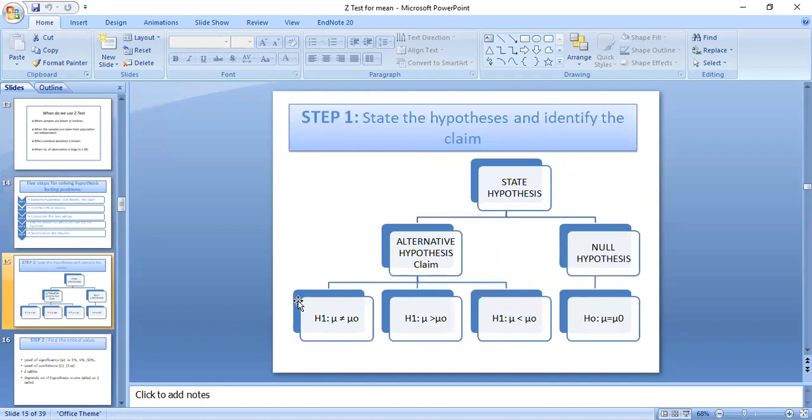Now step 1, that is, state the hypothesis and identify the claim. First of all, we state the hypothesis, the null and alternative hypothesis. In the null hypothesis, the population mean equals the hypothesized population mean, while in the alternative hypothesis, which the researcher claims to be true, the population mean can never be equal to the hypothesized population mean. It may be greater than the hypothesized population mean or less than the hypothesized population mean.